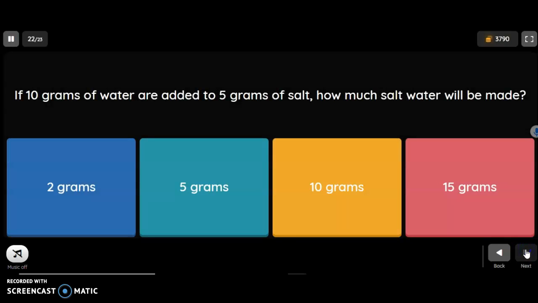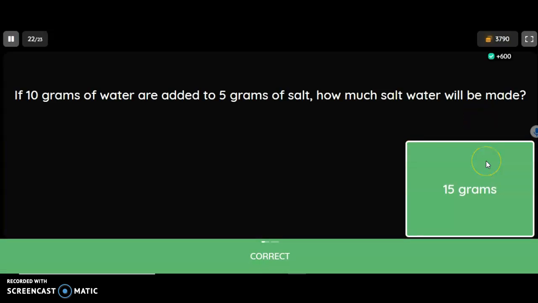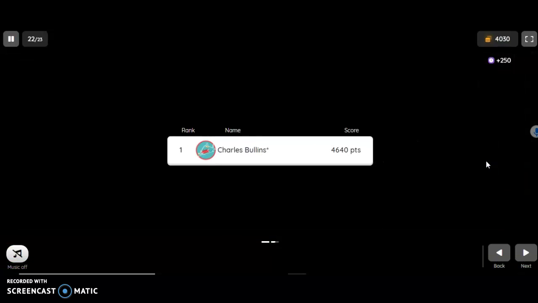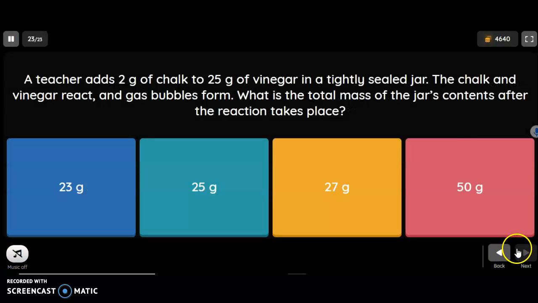10 grams of water, 5 grams of salt. Certainly, Mr. Bowens, 10 plus 5 is 15. Is it that easy? It is that easy. This is not one of those overly difficult things where there's lots of tricks and triangles and things to draw. You've got this. A teacher adds 2 grams of chalk to 25 grams of vinegar in a tightly sealed jar. That will come into play tomorrow.